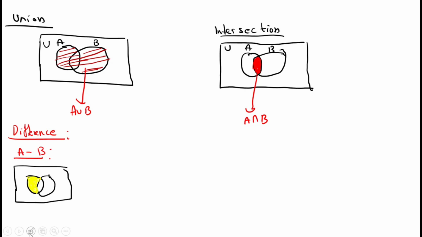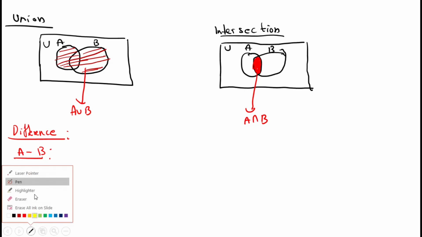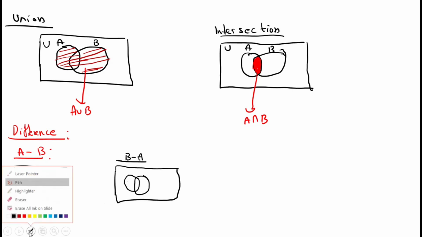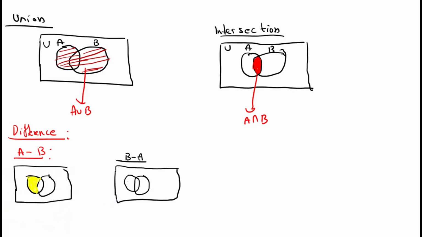Now draw B minus A. See, for B minus A also, take universal set. Take set A and take set B. Now see B minus A. What's the meaning of B minus A? B minus A means elements of B which are not in A.